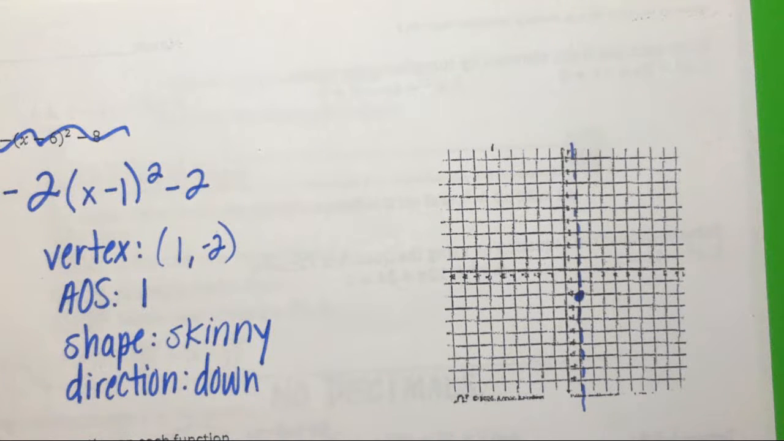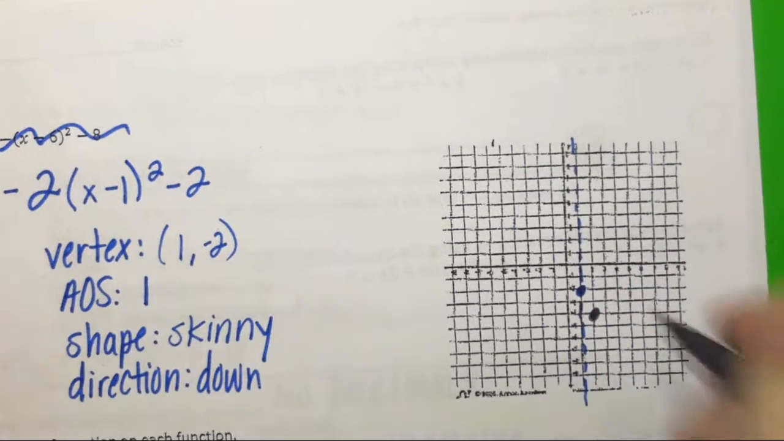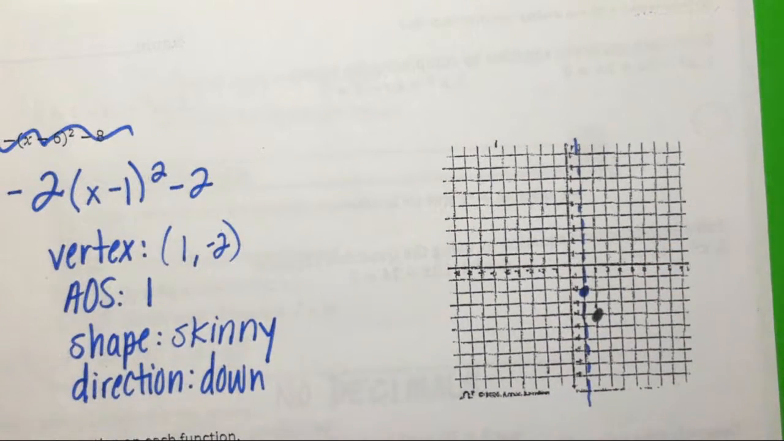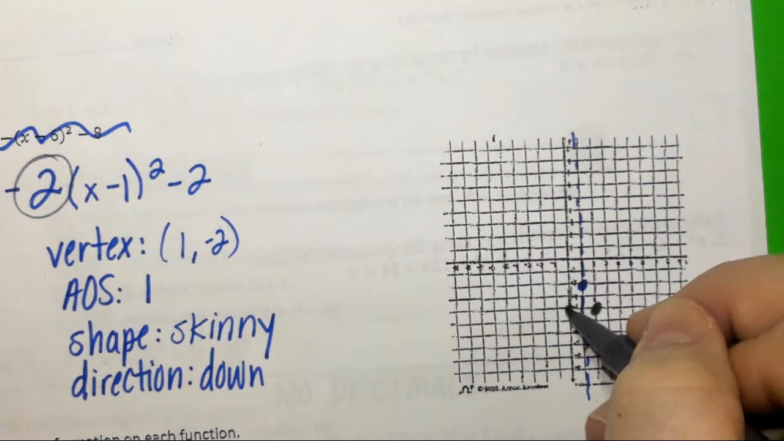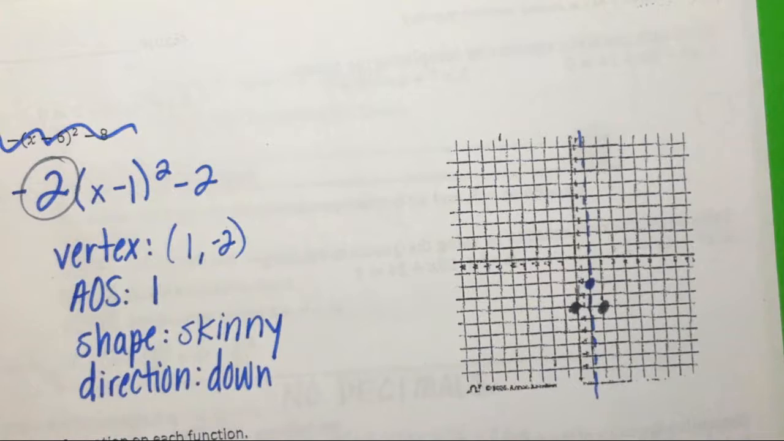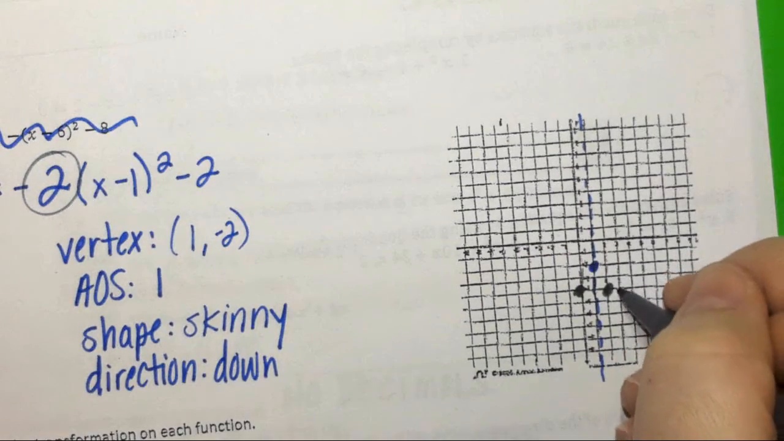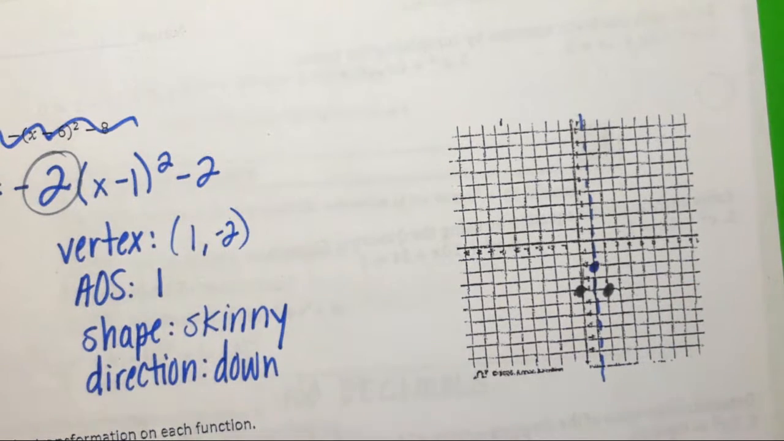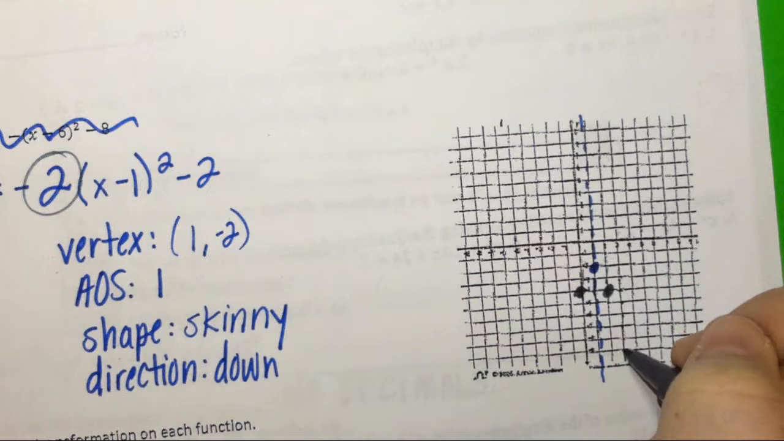Instead of going over 1 up 1, I'm going to go over 1, and then 1 times 2 is 2. So I'm going to go over 1 up 2. Well, actually, since it's down, I'm going to go over 1 down 2. So I used to go over 1 down 1, but because of that 2 in front, I'm going to go over 1 down 2. I used to go over 2 down 1, 2, 3, 4, but because of that 2 in front, 4 times 2 is 8. I'm going to go over 2 down 1, 2, 3, 4, 5, 6, 7, 8.